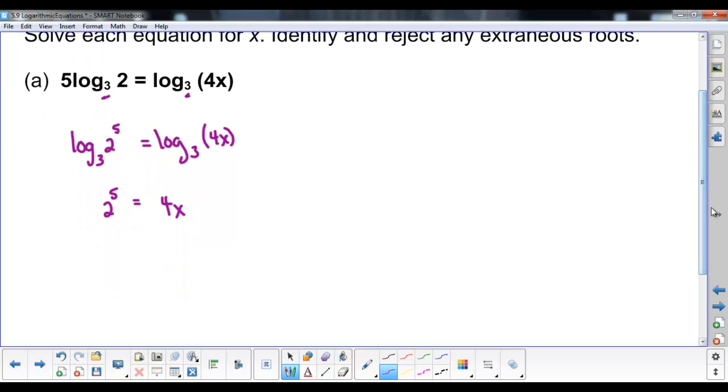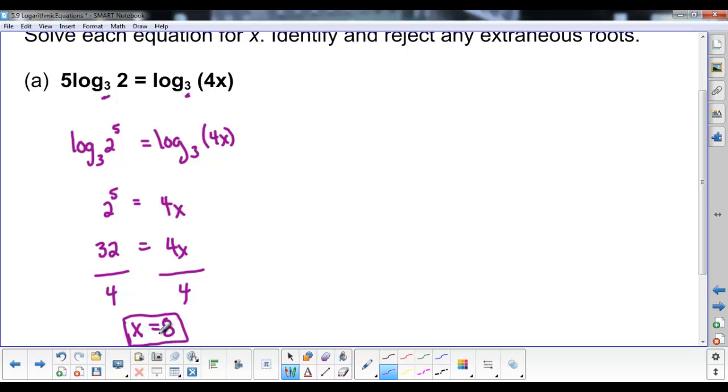From here, we can solve for x because we know that 2 to the power of 5 is really 32. And now we can just divide both sides by 4 and say that x is equal to 8. Okay, so let's go back up and check our solution. The only place we can sub in x equals 8 is right here on the right side. If I subbed in 8, we'd have 4 times 8 equaling 32. That argument ends up being greater than 0, so we're good. So we'll move on to the next one.